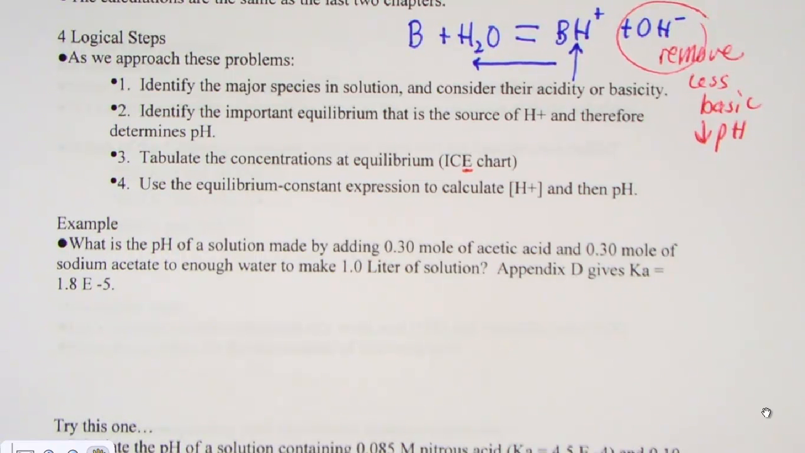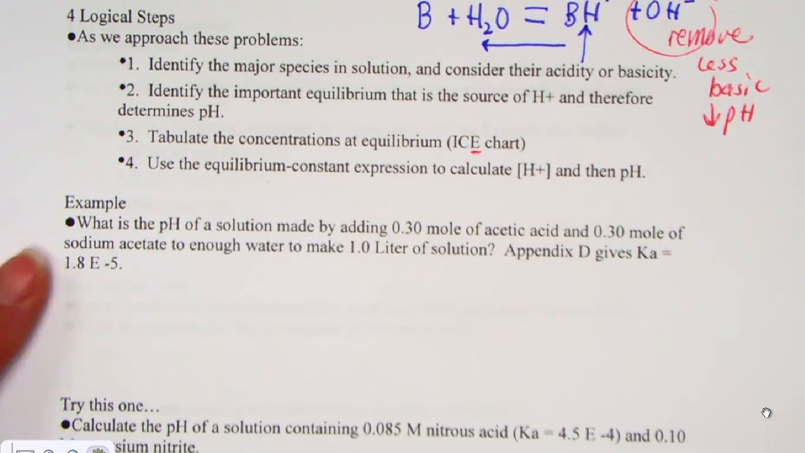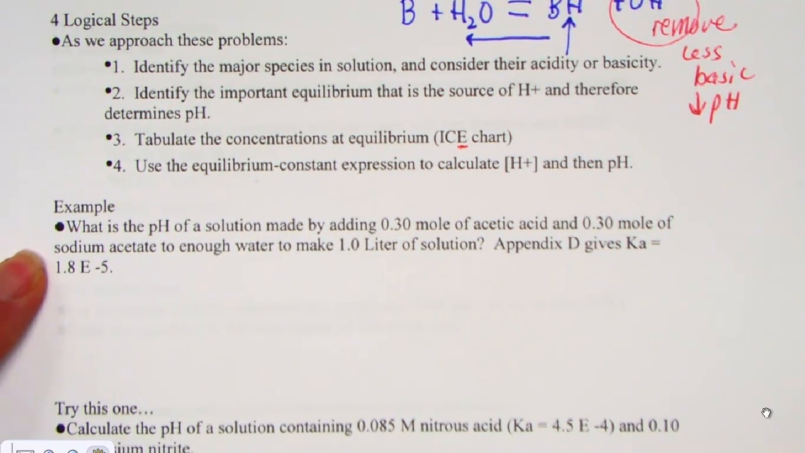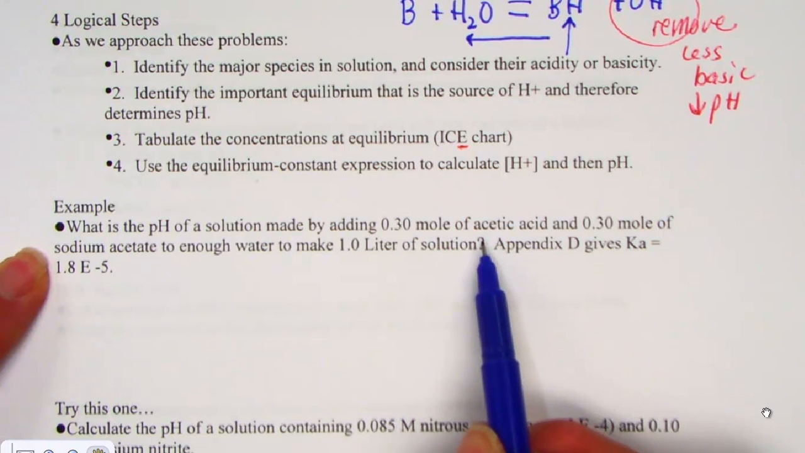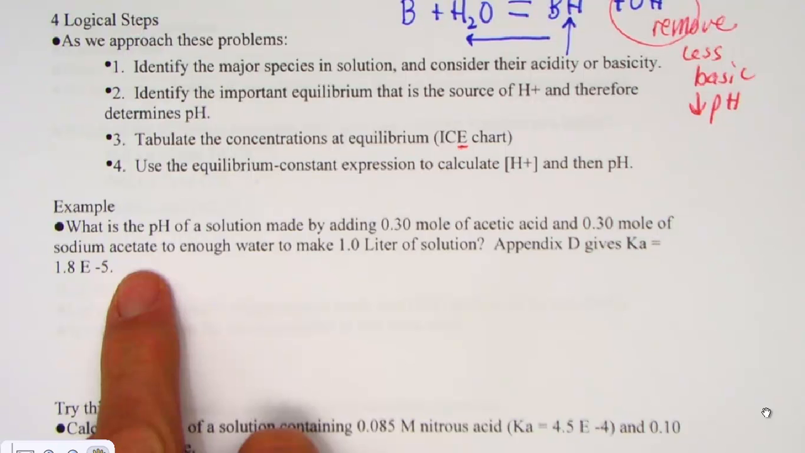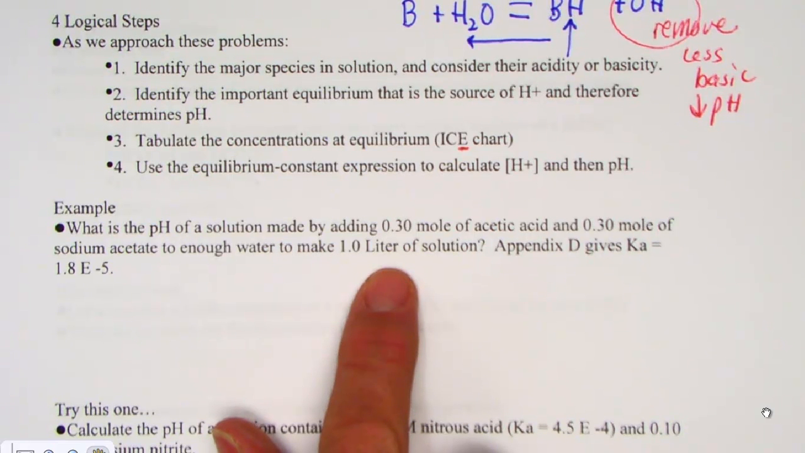Let's dive in with an example. I'll read it with you and just ask you to follow along. We'd like to know the pH of a solution made by adding 0.3 moles of acetic acid and 0.3 moles of sodium acetate in enough water to make a 1 liter solution. And Ka is given to us, 1.8 times 10 to the negative fifth.